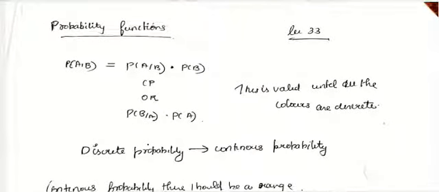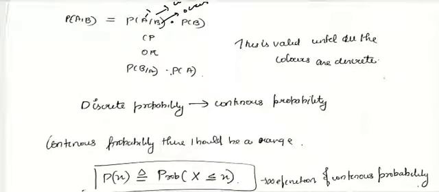You should have already studied this in your plus 2, that is 12th standard: P of A comma B, that is the joint probability, is equal to P of A given B into P of B. P of A given B is the conditional probability. This is where B has already occurred, and then we ask what is the probability that A occurs. Or equivalently, P of B given A into P of A.